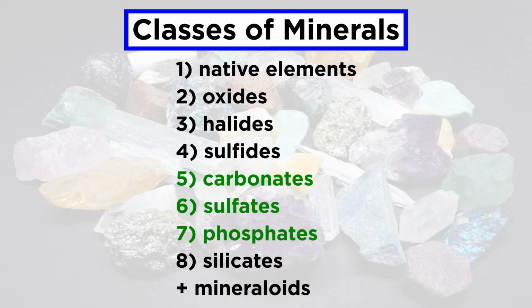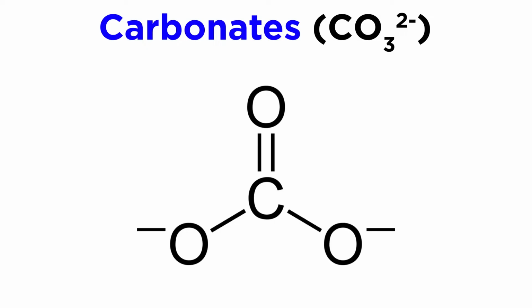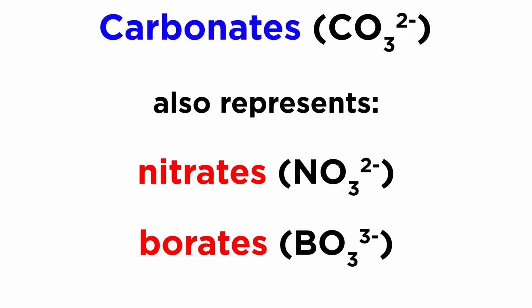There are 3 other classes of minerals containing oxyanions, those being the carbonates, sulfates, and phosphates, so these are the ones we will focus on here. Carbonates are minerals that contain the carbonate anion, CO3, and this is a representative group for other similar anion complexes such as nitrates and borates, the latter being a bit more complex.